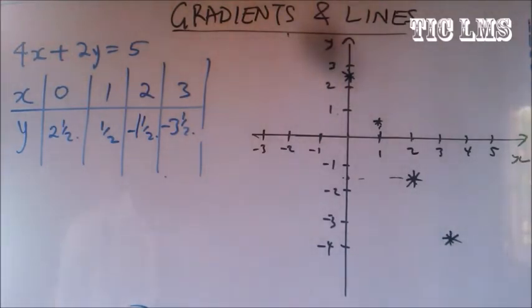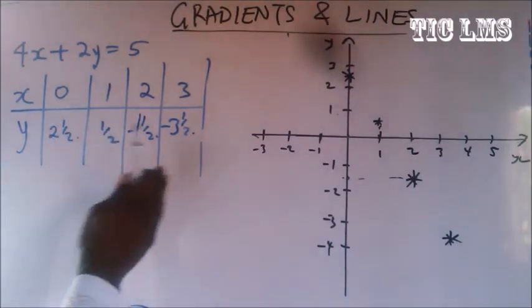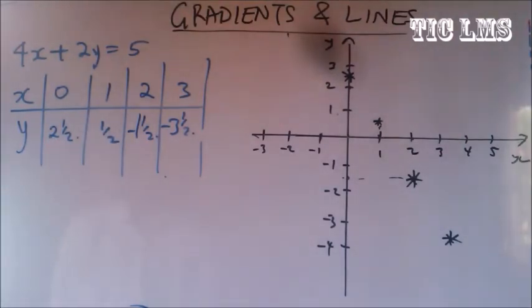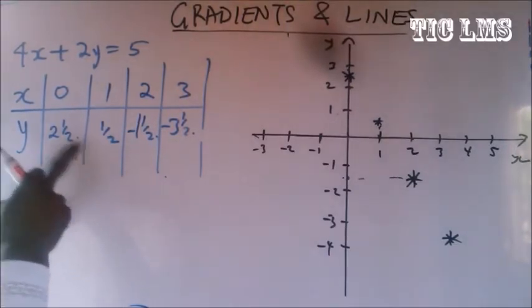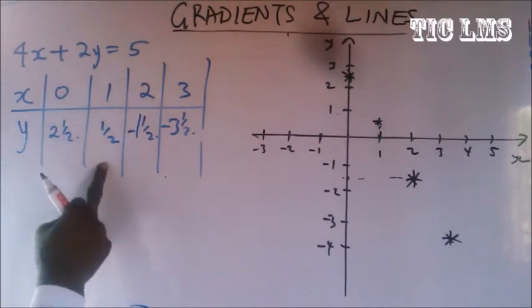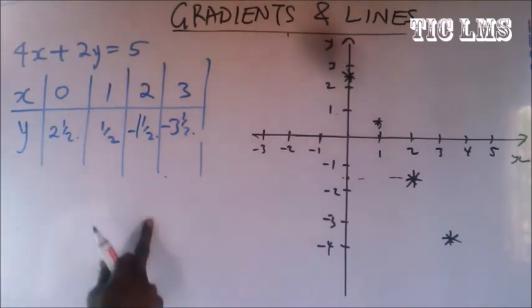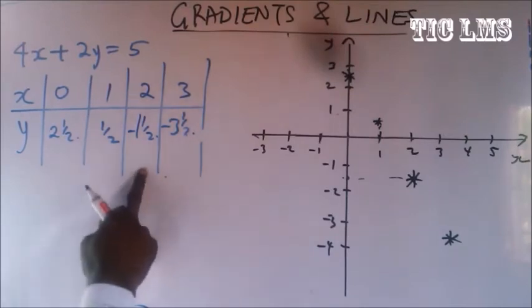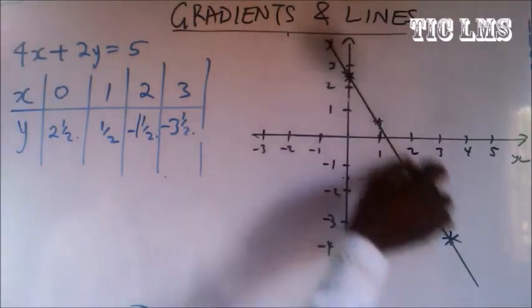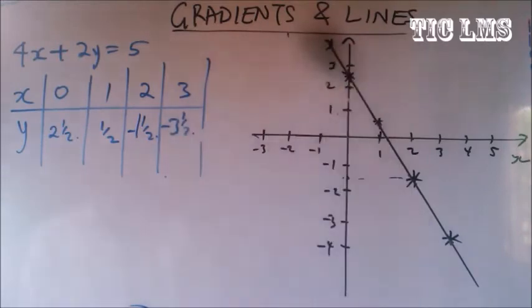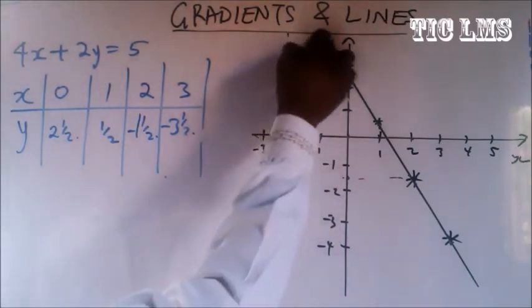Now if we take a close look at the difference between the y values, 2.5 and half, the difference there is 2. So it's just like subtracting 2 from 2.5 to get this. Likewise, subtract 2 from half, you get -1.5. Subtract 2 from -1.5 to get -2.5. Alright, so that's that, and then we'll draw our line. So here is our linear graph. So simple, isn't it? Now we are asked to find the gradient of this line. So let's call this line AB.